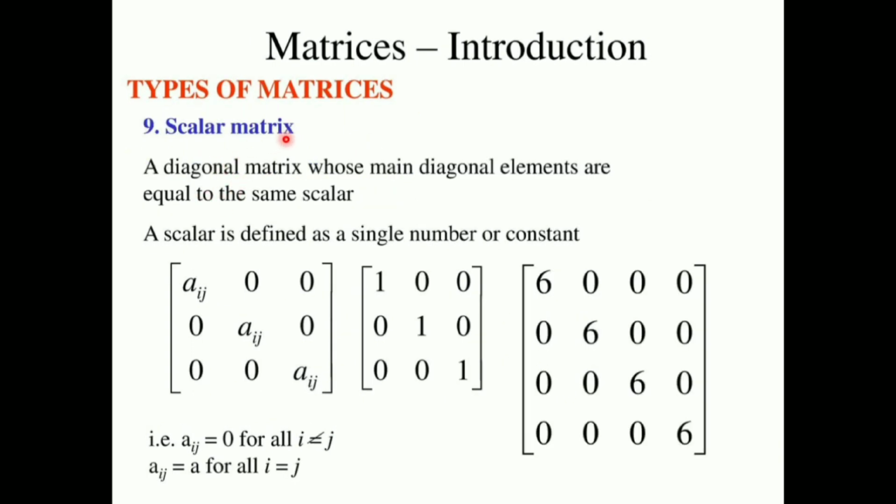Scalar matrix. A scalar matrix is a diagonal matrix in which all the diagonal elements are equal. Here a scalar is defined as a single number or constant. You can see here the diagonal elements are all the same scalar. That is known as a scalar matrix.